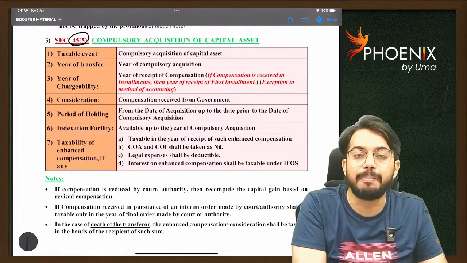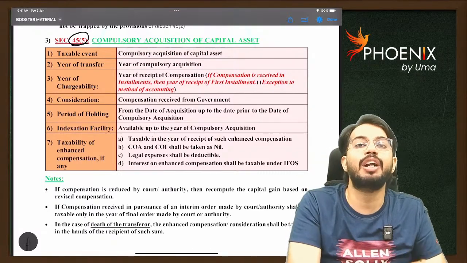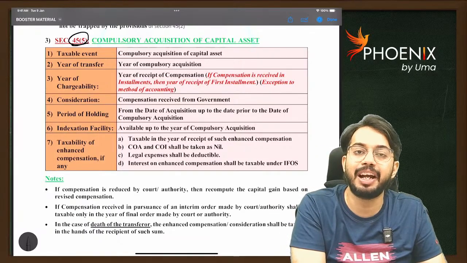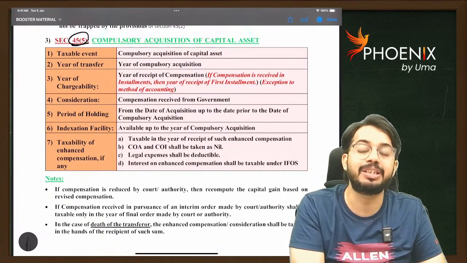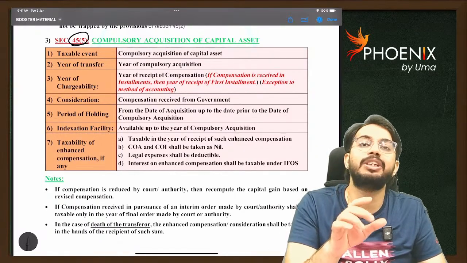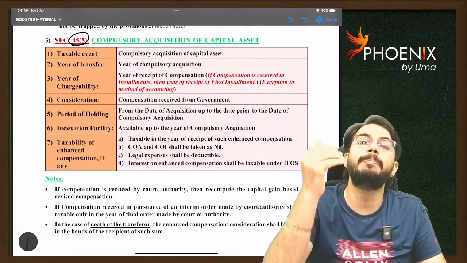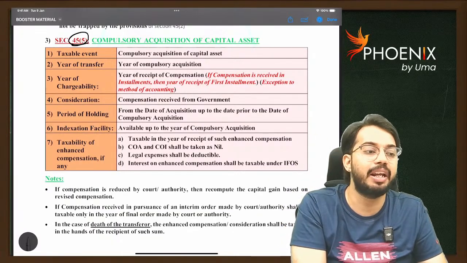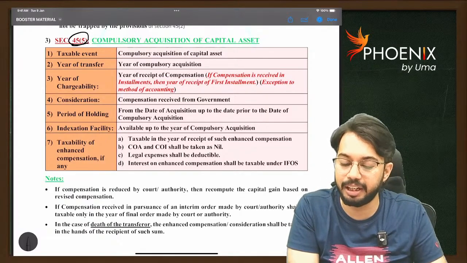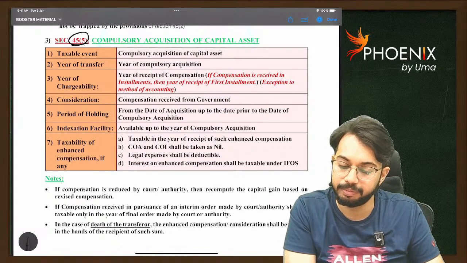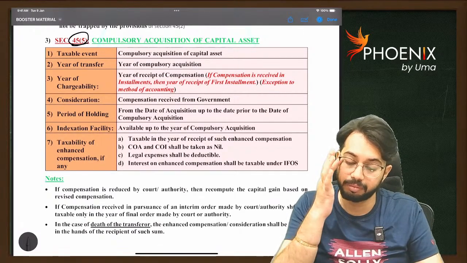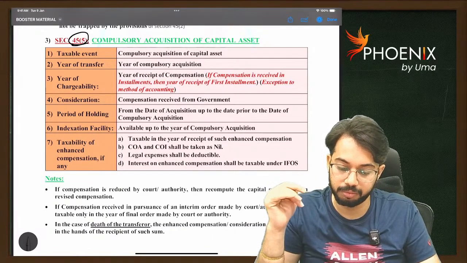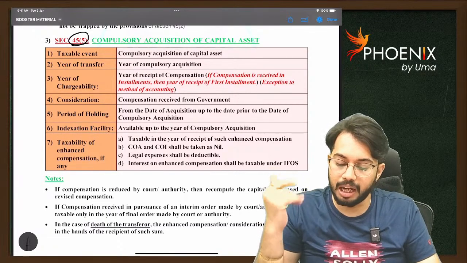Along with enhanced compensation, you received interest on enhanced compensation. Interest on enhanced compensation is taxable under the head income from other sources. But interest on enhanced compensation is not fully taxable. A 50% deduction is allowed and only the balance 50% is taxable under the head income from other sources. Is it clear? So that is the concept.